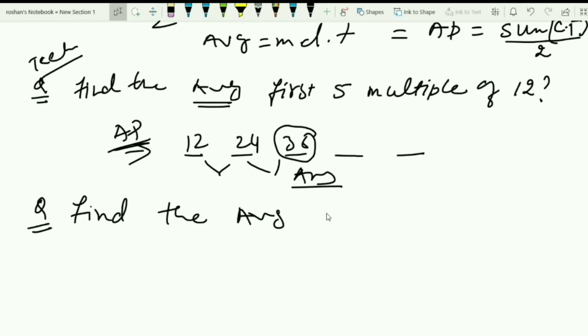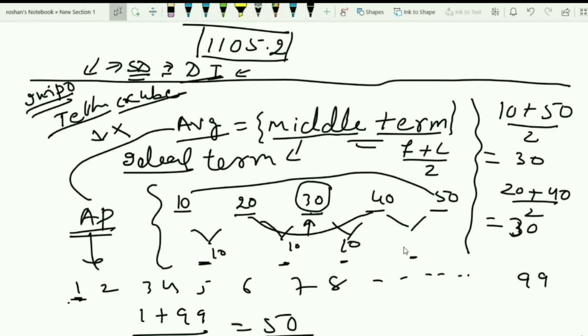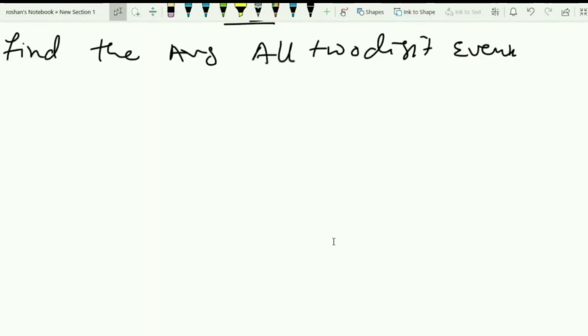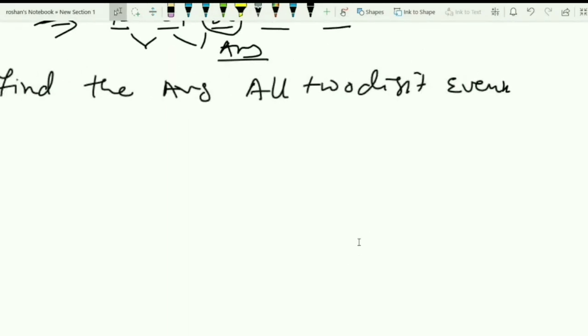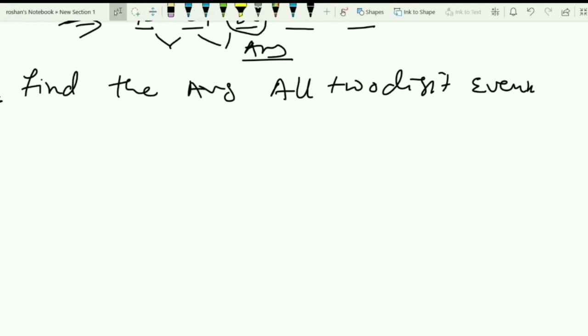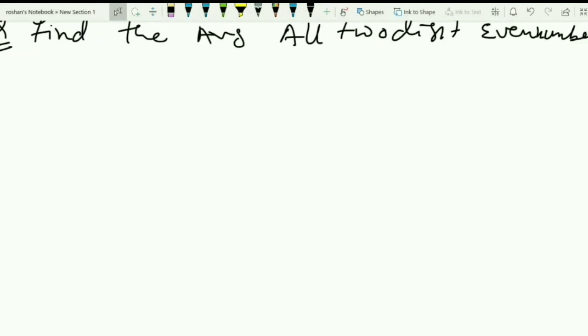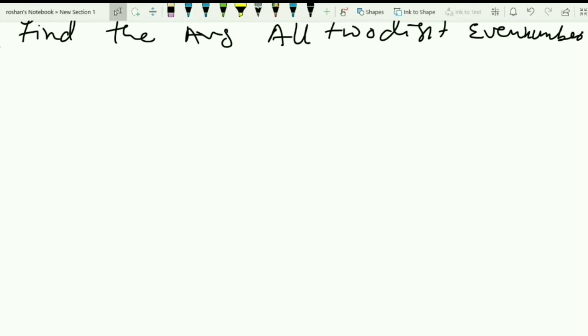Find the average of all two digit even numbers. Make sure everyone is using this concept, and you should know where to use it, not apply it blindly everywhere. That is the whole question: find the average of all two digit even numbers. Bear with my handwriting, that's not a concern here. I hope everyone understands the question. If you have understood it, I'm expecting answers.